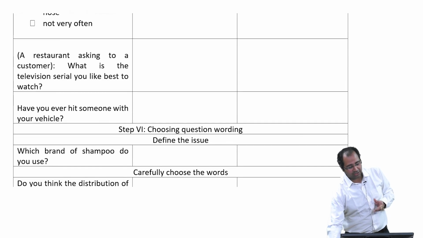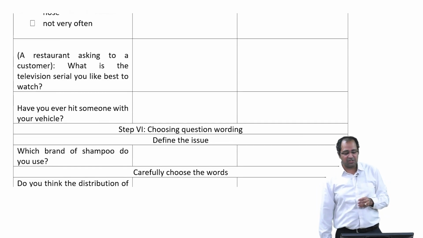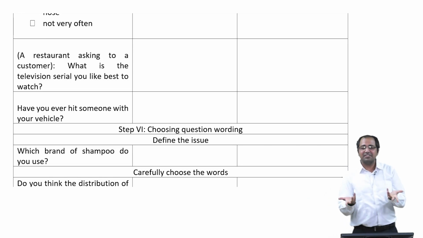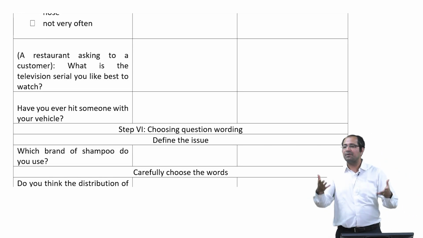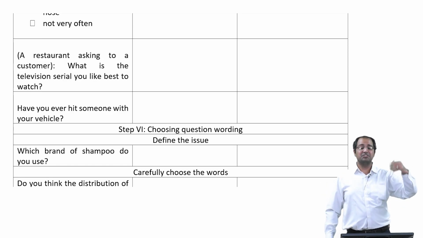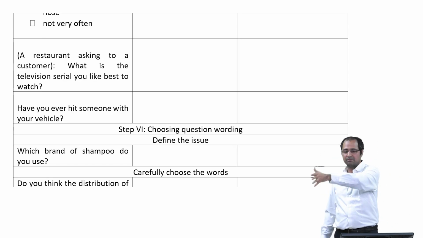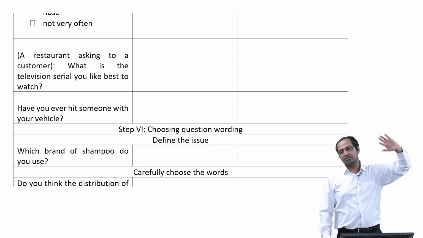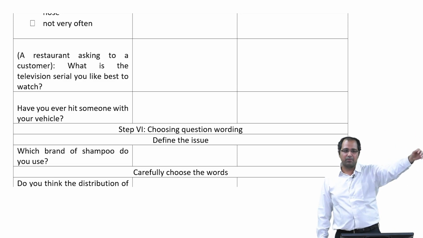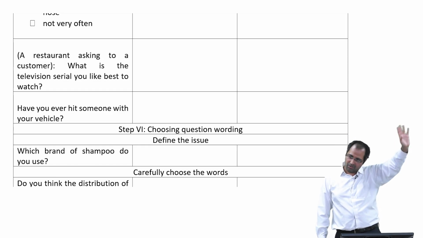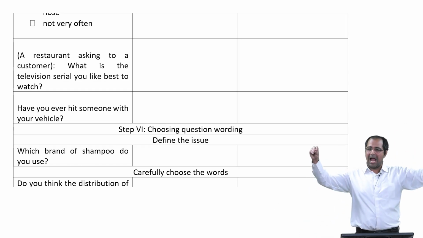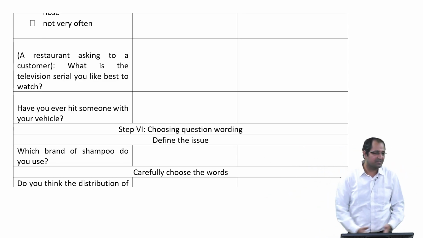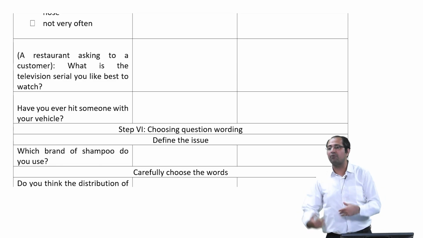The next one is also similar. A restaurant asks a customer, what is the television serial you like best to watch? They say, what is this? Then you have to legitimize, saying that we are concerned about the entertainment that people get at the restaurant while they have their meals, because we are going to invest in entertainment electronics and subscribe to channels and so on. So you have to legitimize this. Context has to be set up for the question.